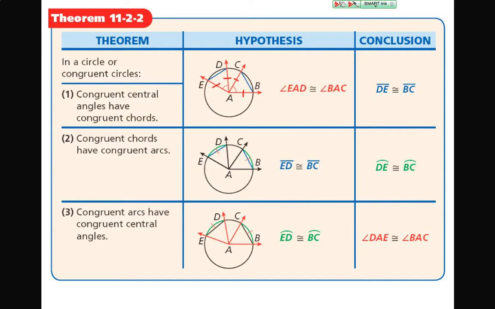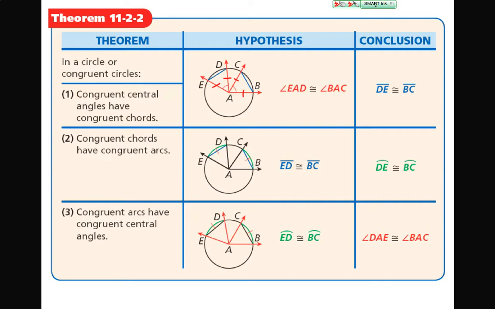So if you have central angles that are congruent, then the chords will be congruent. Okay, the second part says if you start with congruent chords. So if you have these two chords congruent to start with, then the arcs, the curve, arc DE will be congruent to arc CB.